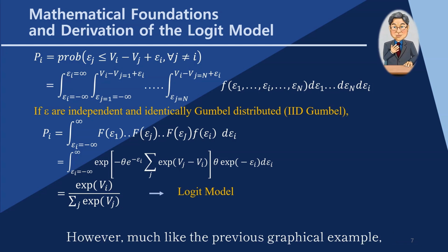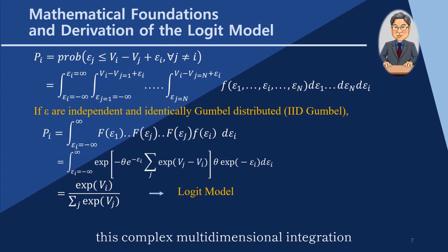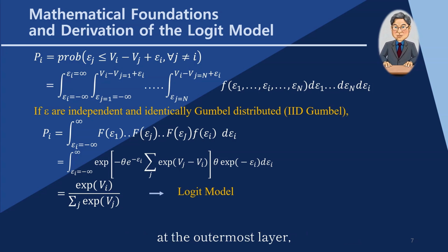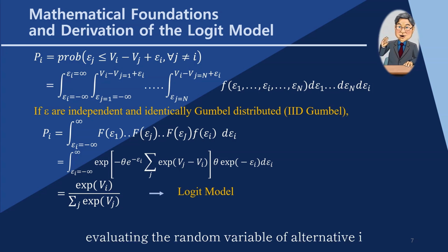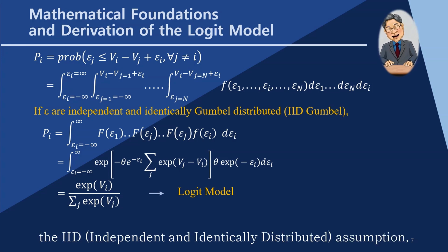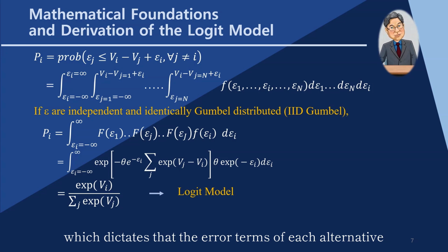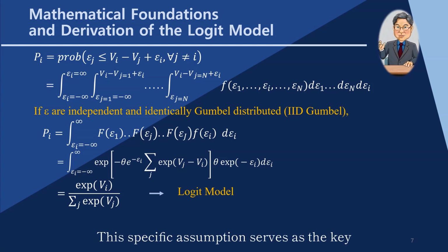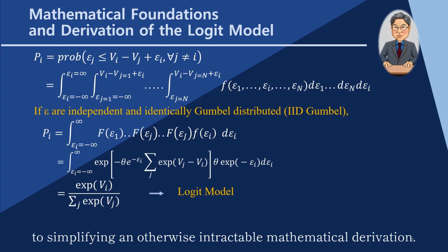However, much like the previous graphical example, this complex multidimensional integration is ultimately completed by a final integration at the outermost layer, evaluating the random variable of alternative I as it varies continuously from -infinity to +infinity. Unlike the probit model, the Logit model introduces the IID, independent and identically distributed assumption, which dictates that the error terms of each alternative follow a Gumbel distribution and are independent of one another. This specific assumption serves as the key to simplifying an otherwise intractable mathematical derivation.